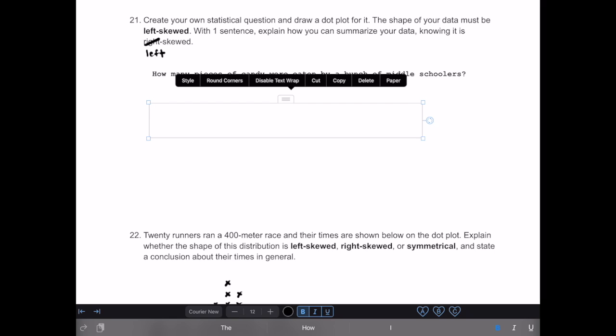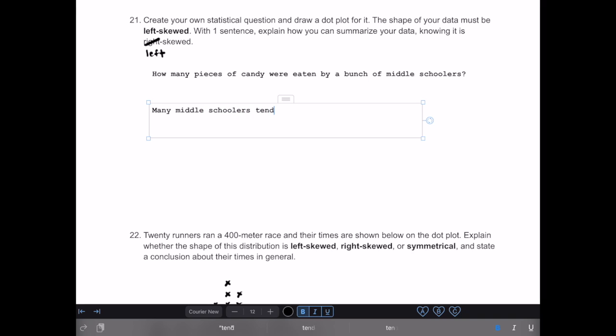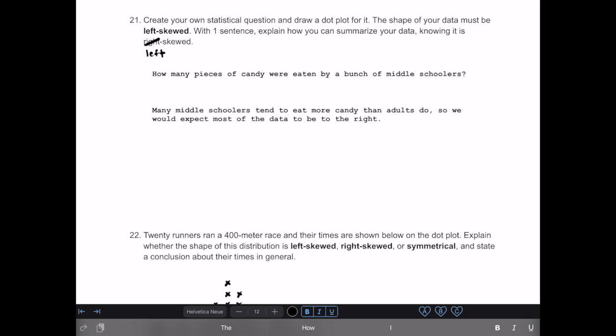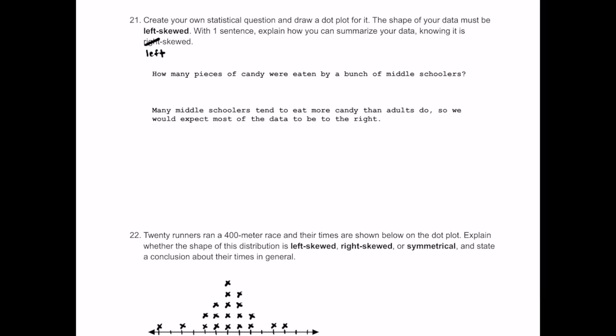We can say that many middle schoolers tend to eat more candy than adults do, maybe, right? So we would expect most of the data to be to the right. And again, I'm generalizing here, so I'm just going to say, as I work with a lot of middle schoolers, they seem to eat more candy or enjoy eating more candy. Whether that may be always true, probably not, right? There's definitely some adults, including myself, that might eat a lot of candy sometimes, but maybe just from thinking about those that celebrate Halloween and like going to get candy, maybe those are people that do that. So again, not any of this is 100% true, but just an example.